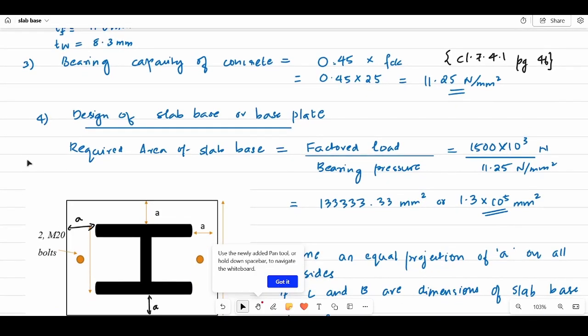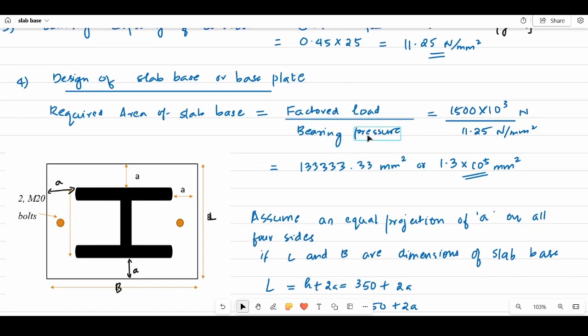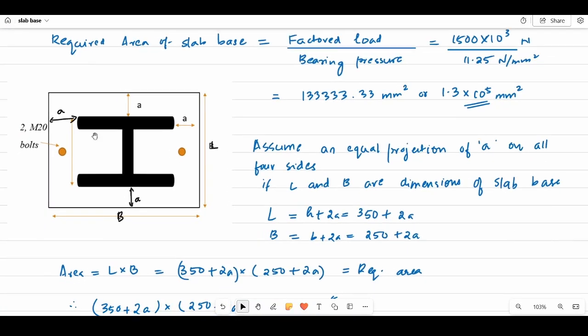Now we will be using these values to design our slab base. We have to design the dimensions of the slab base, that is the length and breadth, and also the thickness of the slab base. What will be our required area? We know that stress is load by area, so area will be factored load divided by bearing pressure. Here the stress occurring at the connection between the column and the base plate is a bearing pressure, which we calculated as 11.25. When we take the ratio, we obtain an area of 1.3 × 10^5 millimeter square. So that has to be the total area of the base plate.